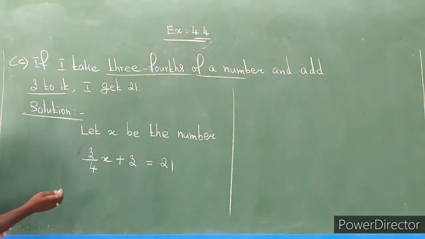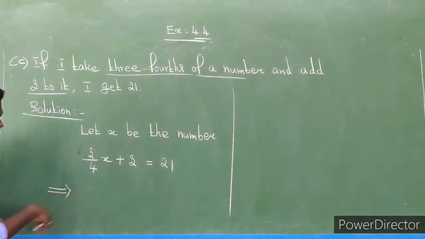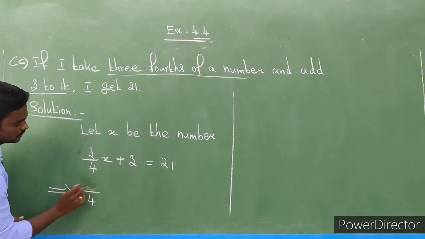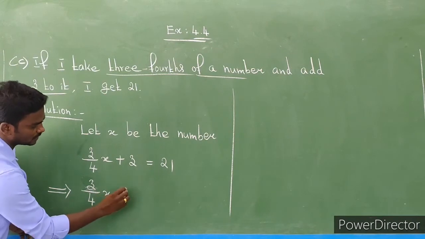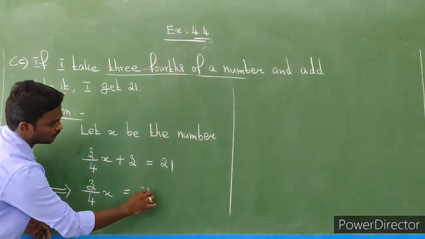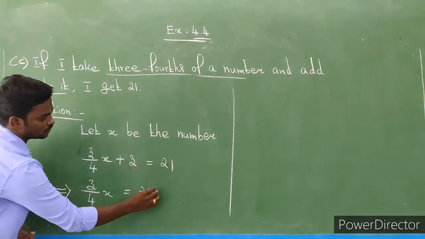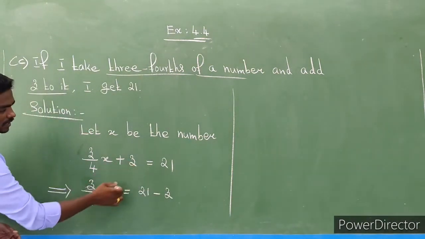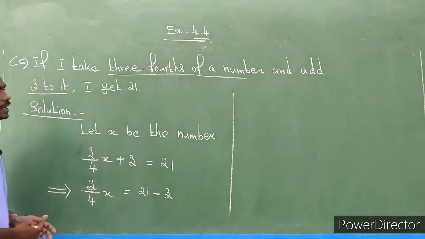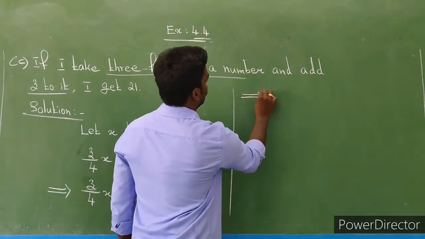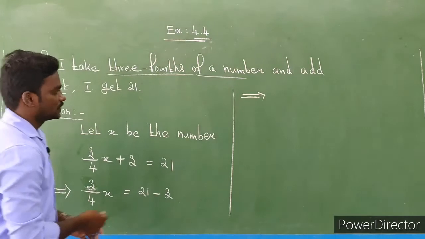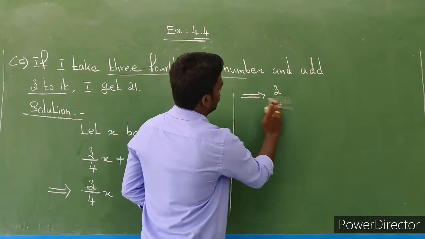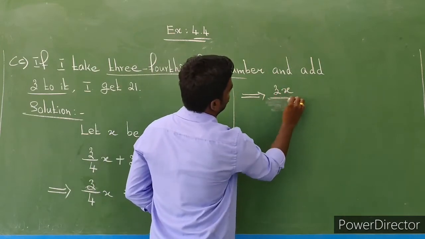So how to solve this? Implies that, 3 by 4 into x is equal to 21. This plus 3 is transposing to minus 3 on the right side. Implies that, what is the value on the left side? 3 by 4 into x. 3 by 4 into x means 3x divided by 4.